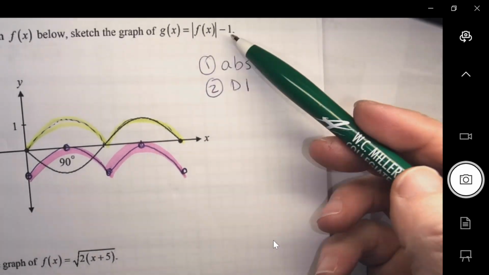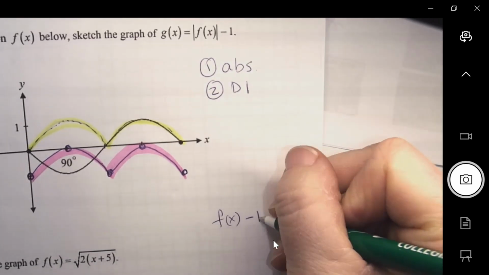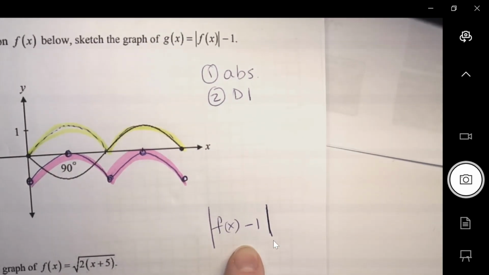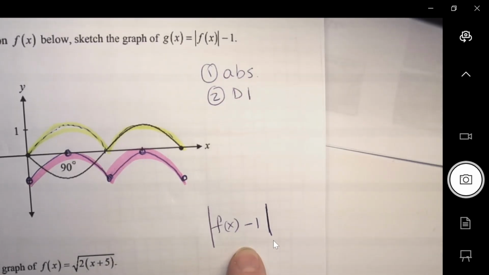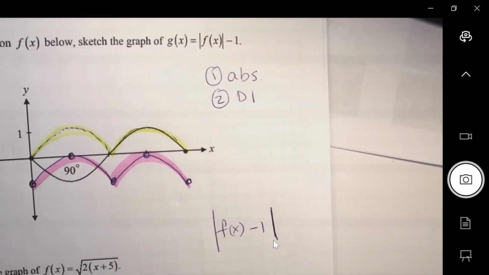Okay, be careful of how I write this. If I had written this, you needed to have moved down and then absolute, which would make your graph look completely different. Okay, so make sure you understand the order of that.